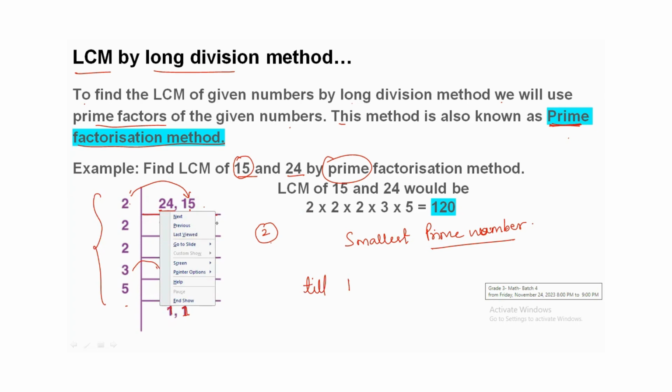Okay. Now for finding the LCM, what else can I do? I will take all the prime factors, which are 2, 2, 2, 3 and 5. And I will multiply them. So 2 times 2 is 4. 4 times 2 is 8. 8 times 2 is 16. 16 times 3 is 48. And 48 times 5 is 120. So the LCM of 24 and 15 will be 120. Understood?